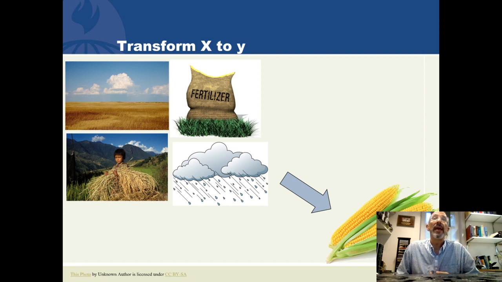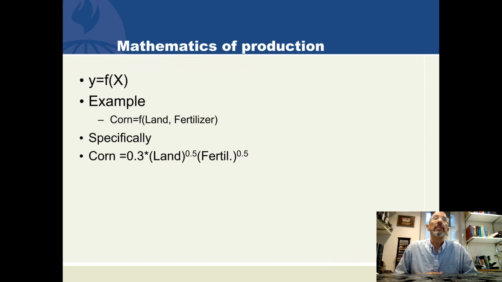If we want to use mathematics for this, we can symbolize the production process as little y equals f of vector x. An example of this would be the production of corn as a function of land and fertilizer, and just for simplicity I'm leaving out all the other things you can think of. So specifically, we are going to perhaps put on some mathematical formulation and say corn equals 0.3 times land to the 0.5 and fertilizer to the 0.5.